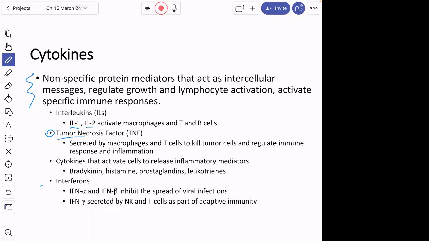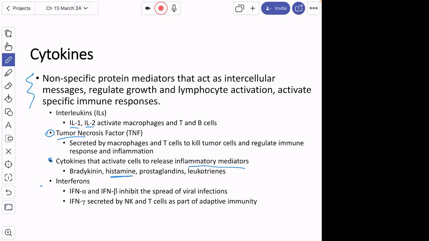And here I list some other inflammatory mediators. There are cytokines that act on cells to release inflammatory mediators. Histamine is the one we mentioned, bradykinin, prostaglandins, leukotrienes. We don't need to know what exactly those molecules are. Some of them are proteins, some of them are not exactly proteins, but again, those are just examples of inflammatory mediators. You don't have to spit those back out to me. I just wanted to give you some examples there.